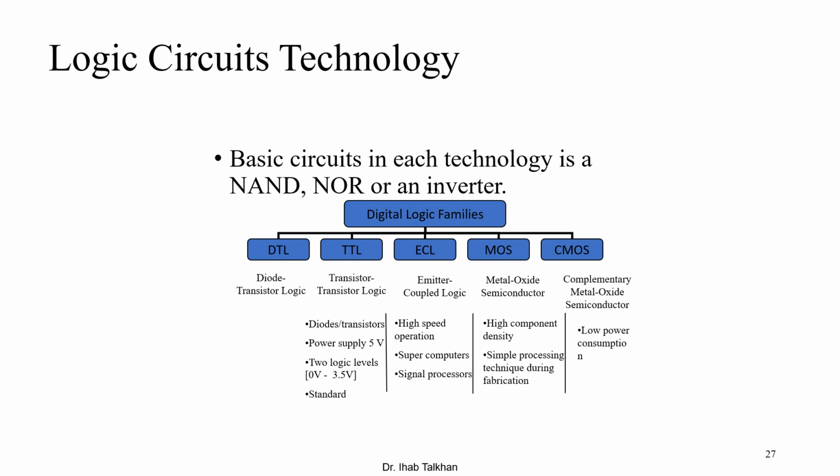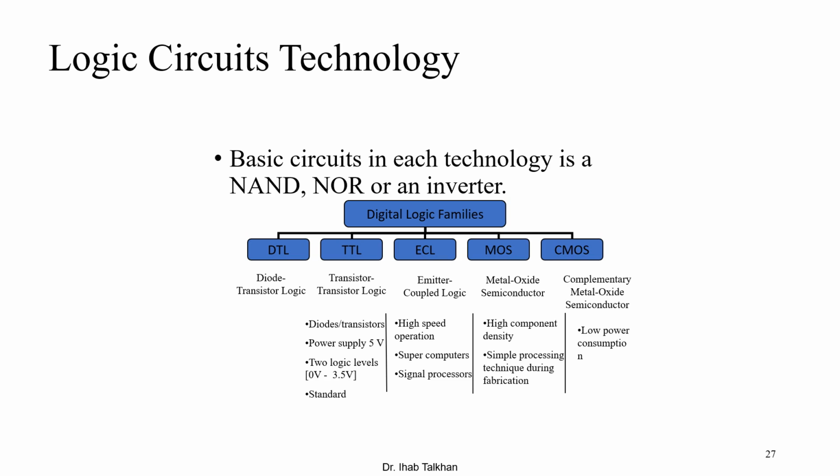ECL, emitter coupled logic, is for high speed operation in supercomputers and signal processors. This means that if you need something with high speed that deals with graphics and images, the technology used is ECL. It is like the TTL, but more expensive. You can find it in memories, in supercomputers, and in devices that deal with signal processing.